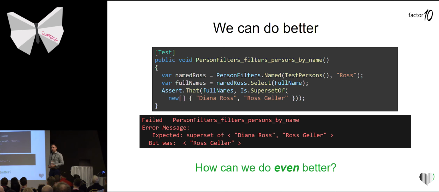Now, the problem I was thinking about is that we actually test two things in one test. We test that we filter on first name, and we test that we filter on last name. We could separate that into two tests. One that verifies that we filter on first name and one on last name. Then we would have a success in the first name test and a failure in the last name test, and it would be much more obvious to us what the problem was.